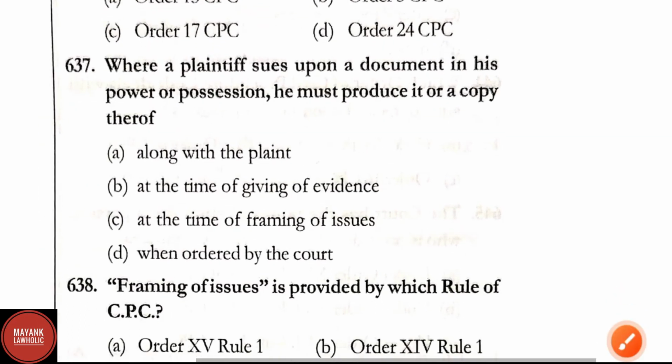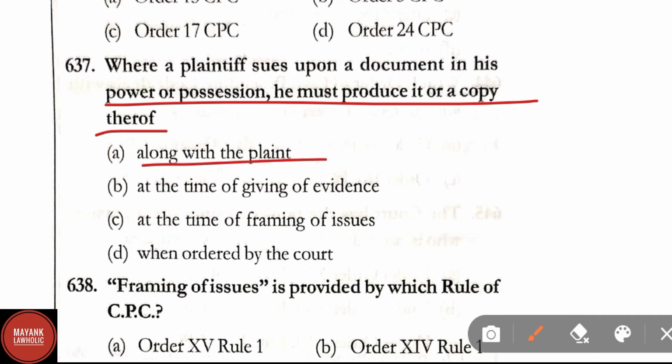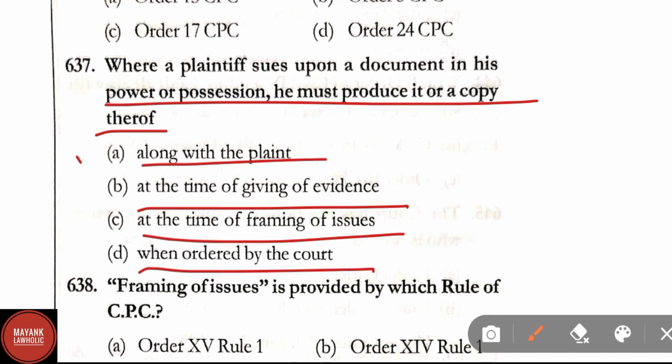Question number 637. Where a plaintiff sues upon a document in his power or possession, he must produce it or a copy thereof. Option A, along with the plaint. Option B, at the time of giving evidence. Option C, at the time of framing of issues. And option D, when ordered by the court. Here correct answer is option A, that is along with the plaint.